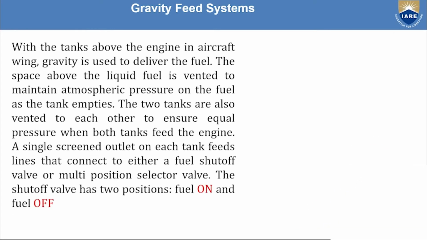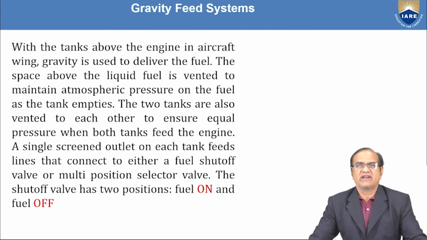In the gravity feed system, the tank is above the engine, in the aircraft wing, and gravity is used to deliver the fuel. The space above the liquid fuel is vented to maintain atmospheric pressure on the fuel as the tank empties. The two tanks are also vented to each other to ensure equal pressure in both tanks feeding the engine.